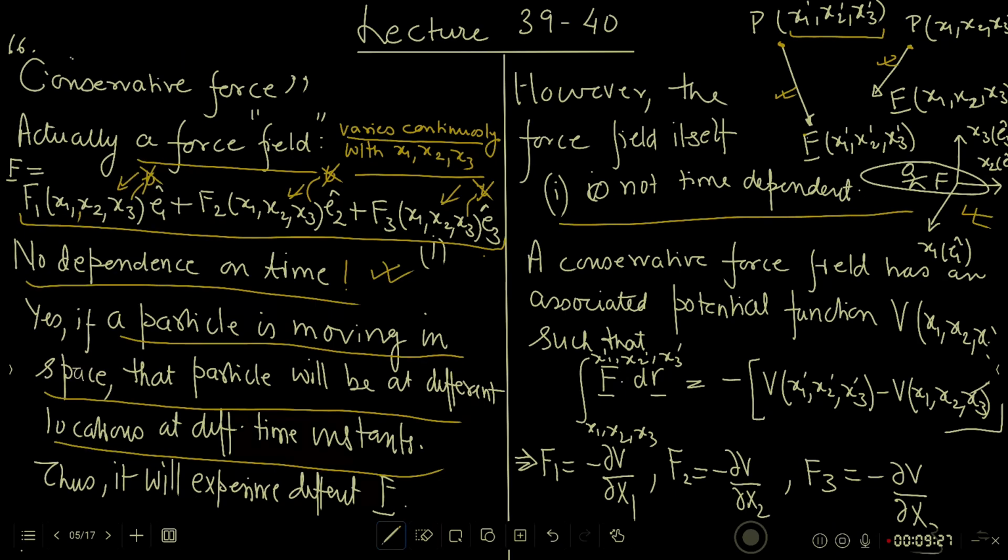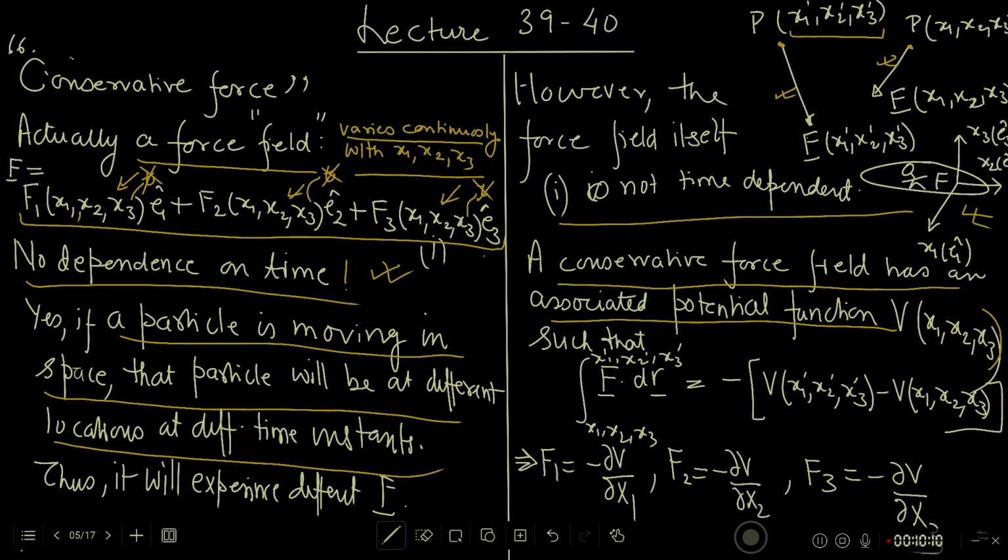I also talked about an associated potential function with a conservative force field. A conservative force field has an associated potential function, and we represent that potential function, which is a scalar function, by this symbol V, with the argument x1, x2, x3. The potential function also changes with space, but not with time. You come tomorrow, day after, you will still see the same value of the potential function at a given location.